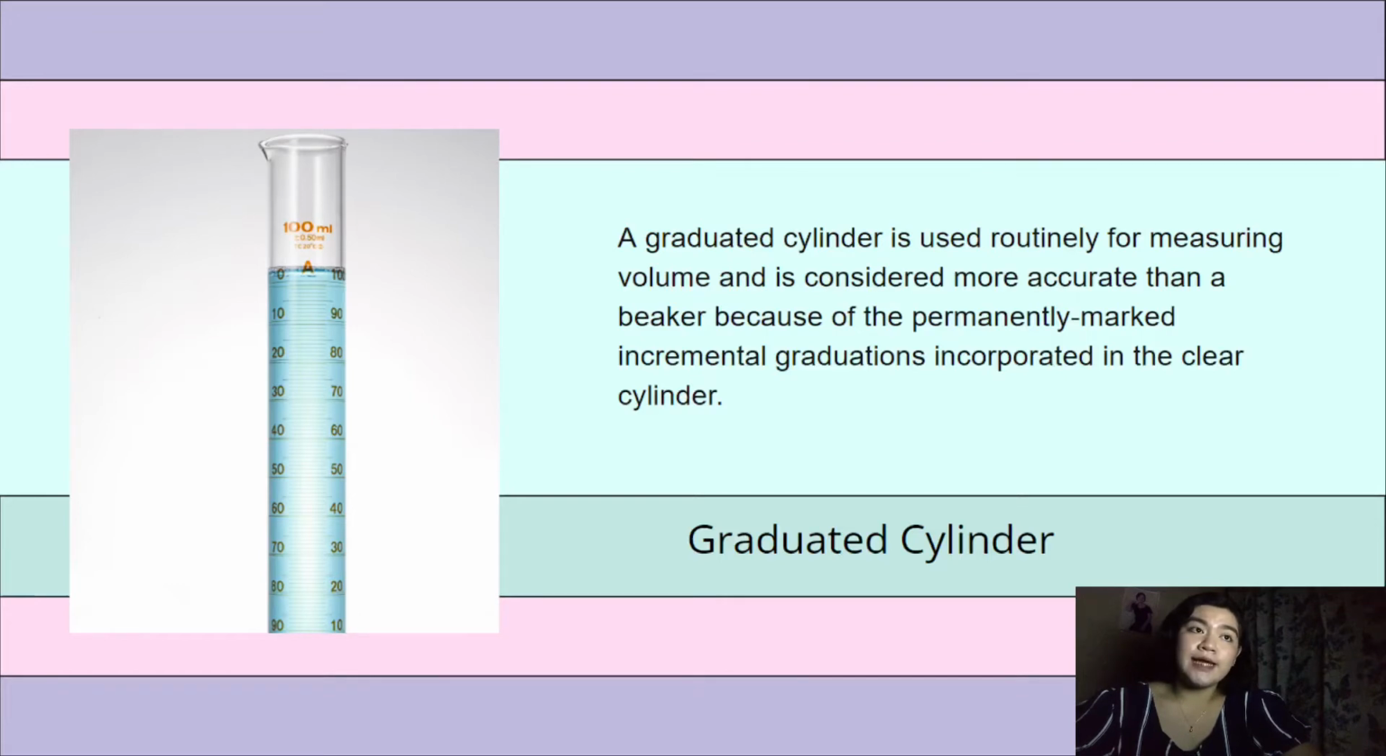A graduated cylinder is used routinely for measuring volume and is considered more accurate than a beaker because of the permanently marked incremental graduations incorporated in the clear cylinder.